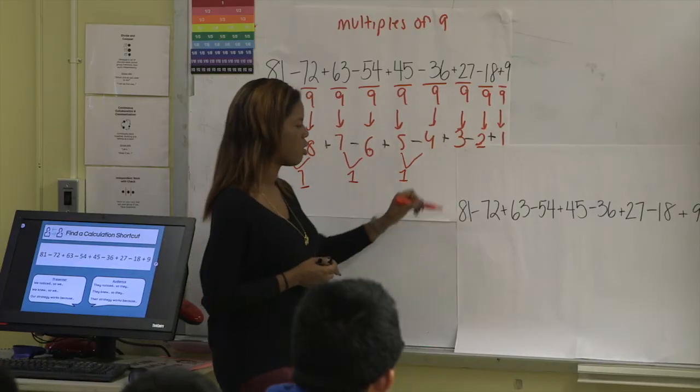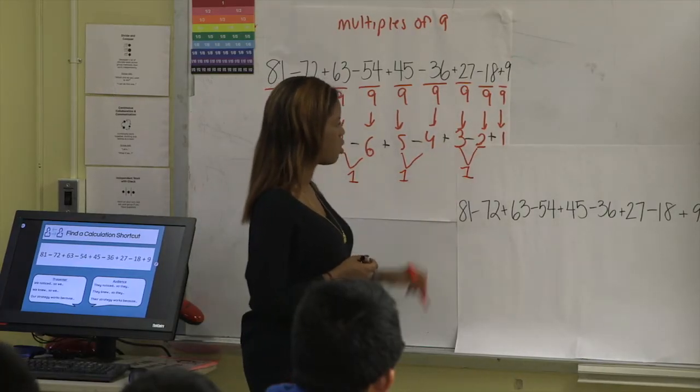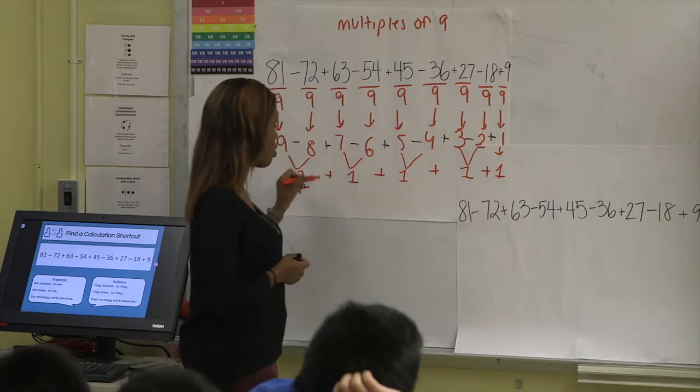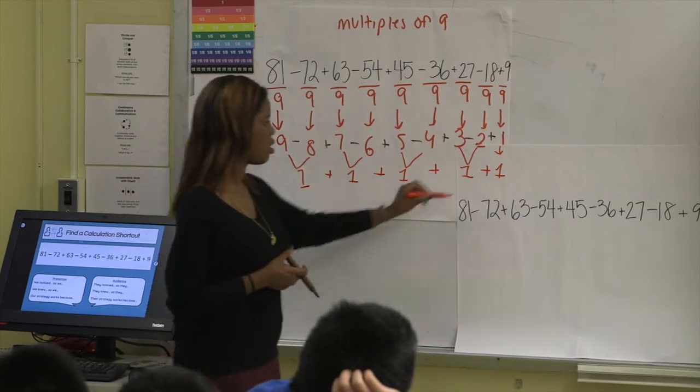So 9 minus 8 equals 1. Okay. 7 minus 6 equals 1. 5 minus 4 equals 1. 3 minus 2 equals 1. And then we just have this one. Right? And so now we just have all these ones added together. And so now what? This will equal 5.